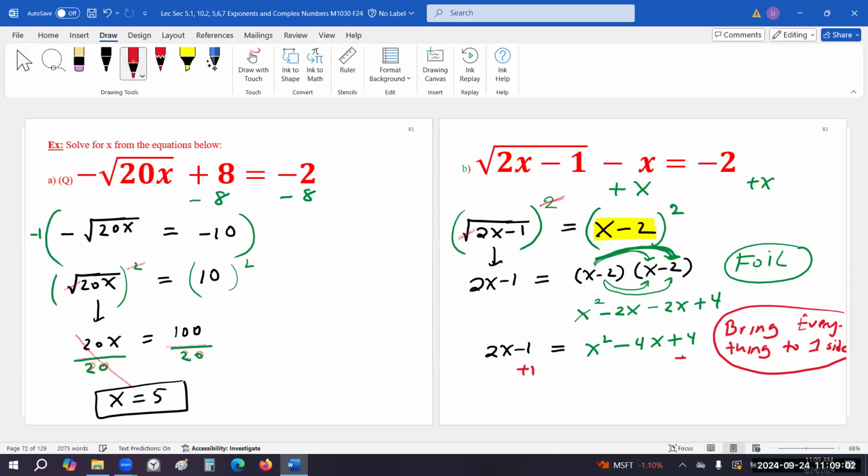So add one. Subtract the 2X, subtract 2X. They cancel out. What is left on the left side? Bring everything to one side. Our goal is to get everything to one side so that we can see 0 on one side. What do we have on the other side? X squared minus 6x plus 5. Oh, now it becomes a quadratic equation.